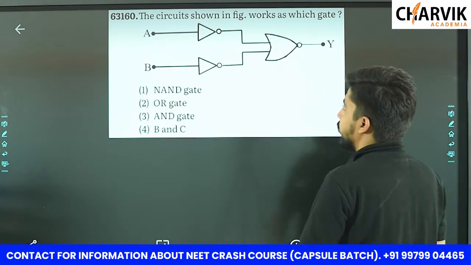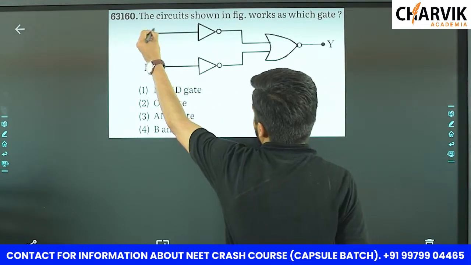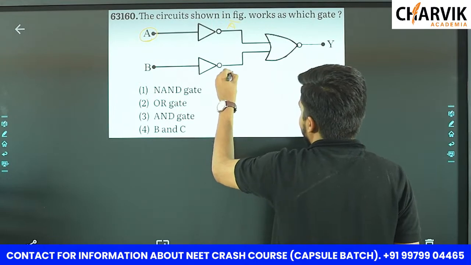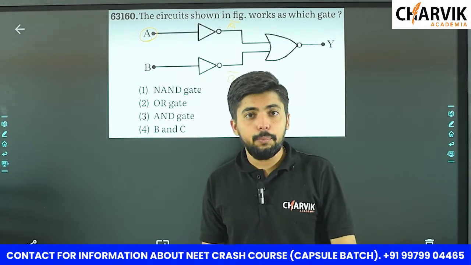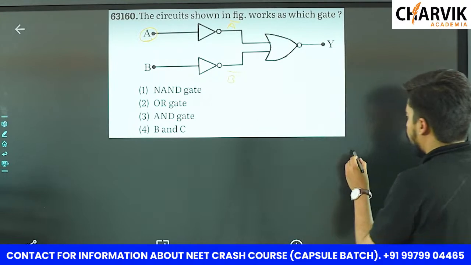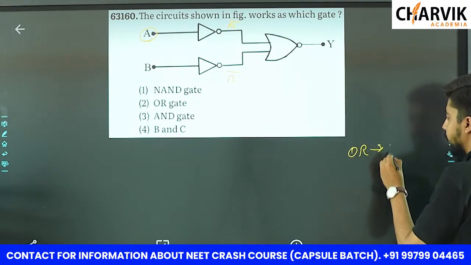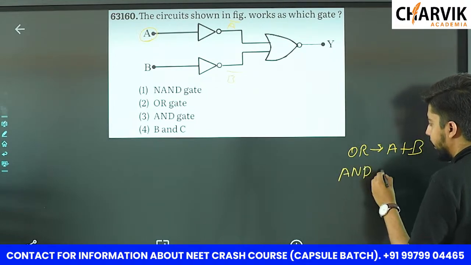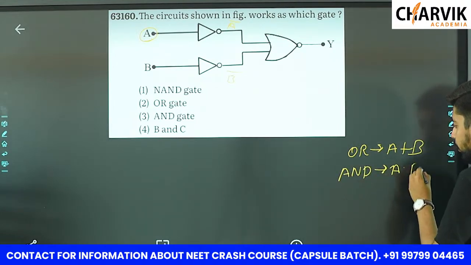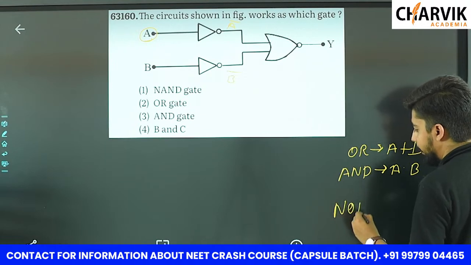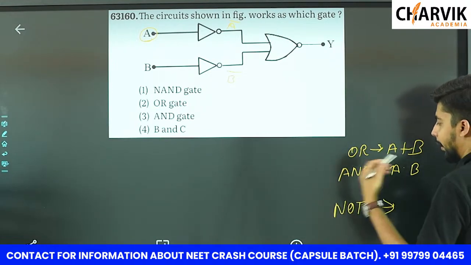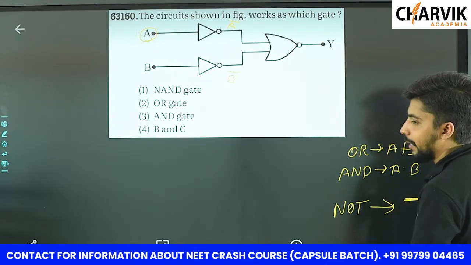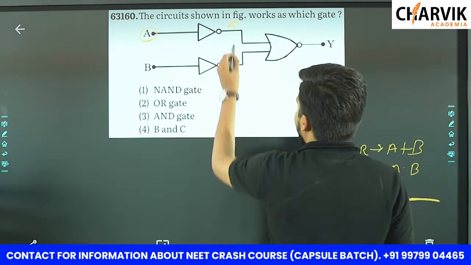Let us solve it. So this is a NOT gate. If you give input A, you will get A bar. If you give input B, you will get B bar. Again, I am repeating the Boolean expressions. For the OR gate, the Boolean expression is A plus B. For the AND gate, it is A dot B. If you have a NOT gate, it will just change A to A bar, so you just need to place the bar. So A bar and B bar.